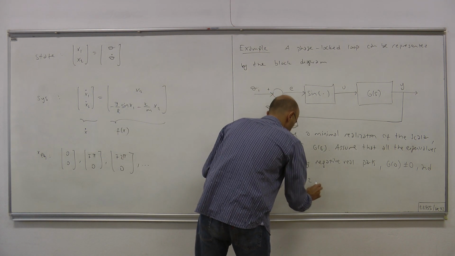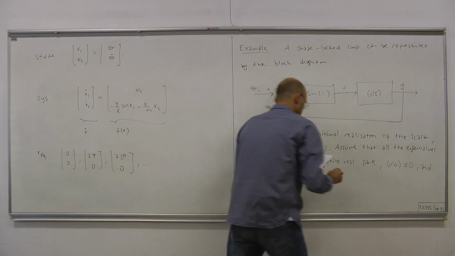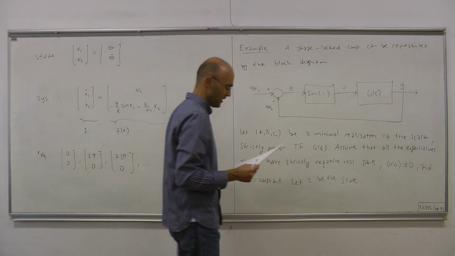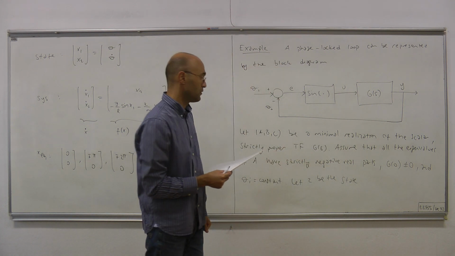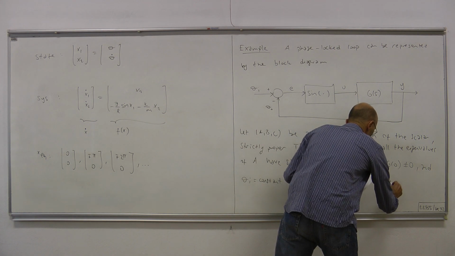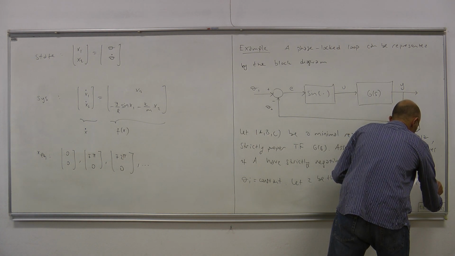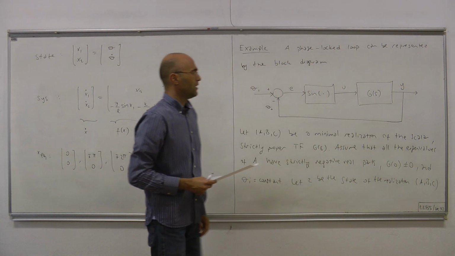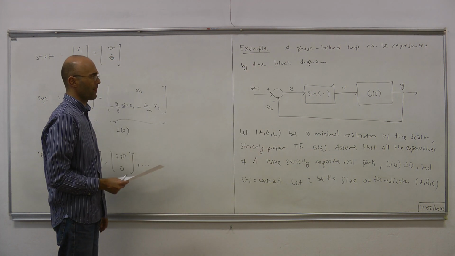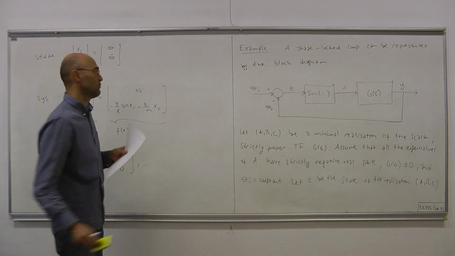And finally, let Z be the state of the realization (A, B, C). Okay, so that's how we denote the state of the realization. Now, this is the system, and those are the assumptions that are being satisfied. And for this scenario, we are asked the following.